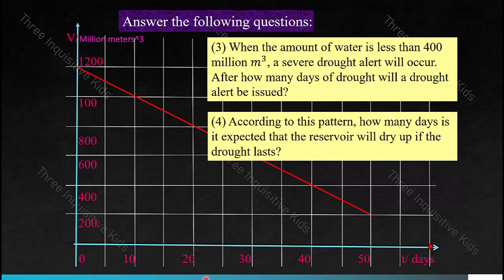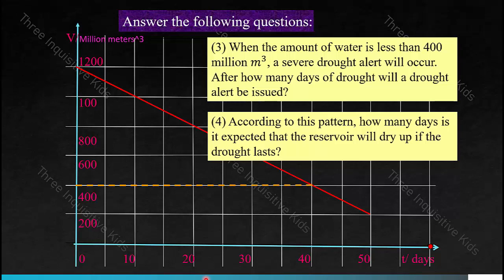Answer the following questions. 3. When the amount of water is less than 400 million meters cubed, a severe drought alert will occur. So once it's at this point, this reservoir will automatically have a drought alert. After how many days of drought will a drought alert be issued? And 4. According to this pattern, or this equation, how many days is it expected that the reservoir will dry up completely if the drought lasts?